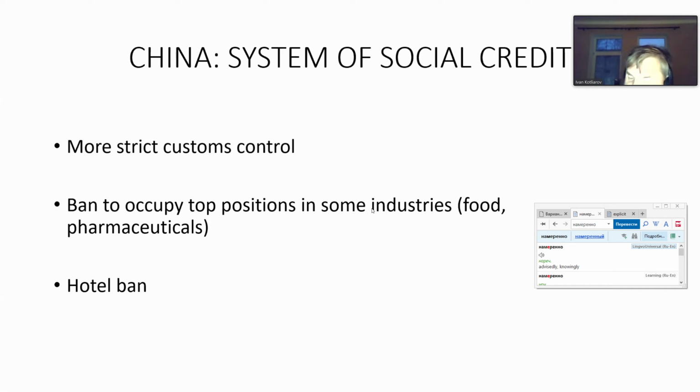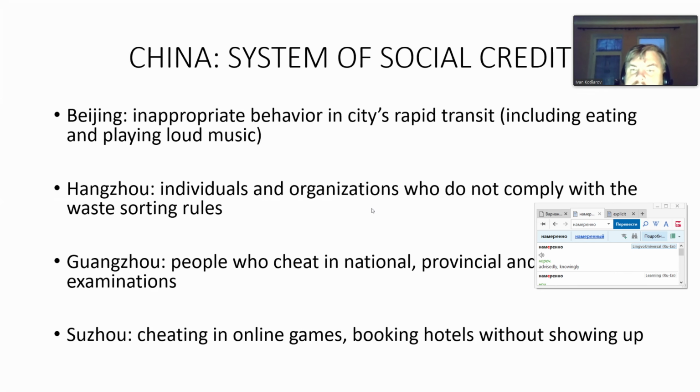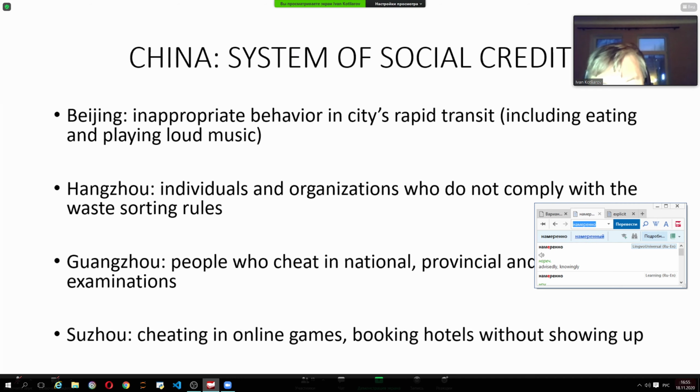Yes. Guys, do you follow me? Okay, great. So let's continue. Here we have some examples of sanctions. Beijing. I do not list sanctions because your sanctions are normally a decrease of your social rating. But in case of Beijing, if your behavior is inappropriate when you use the city's rapid transit transport, your social rating will be decreased. Examples of such inappropriate behavior are eating in the metro, for example, and playing loud music.